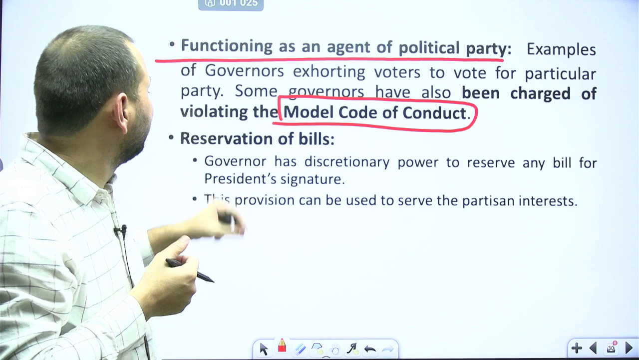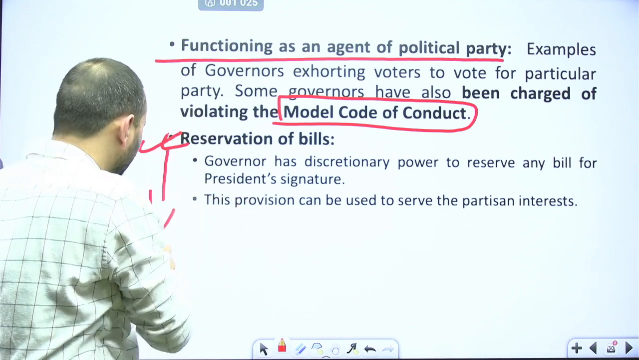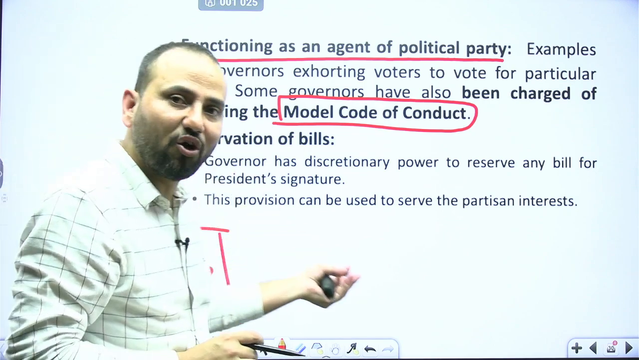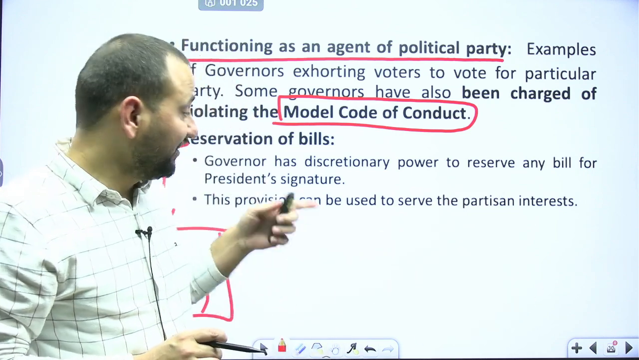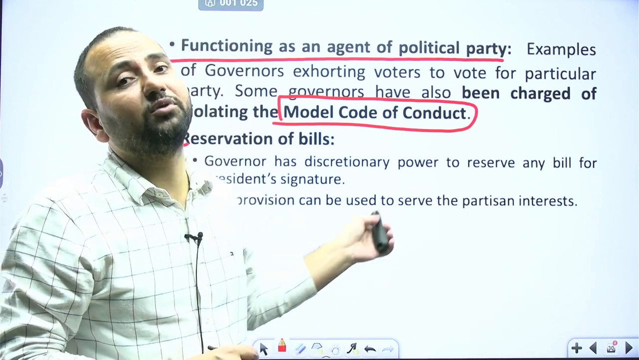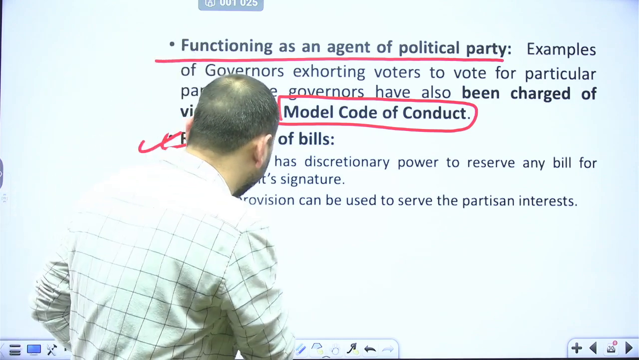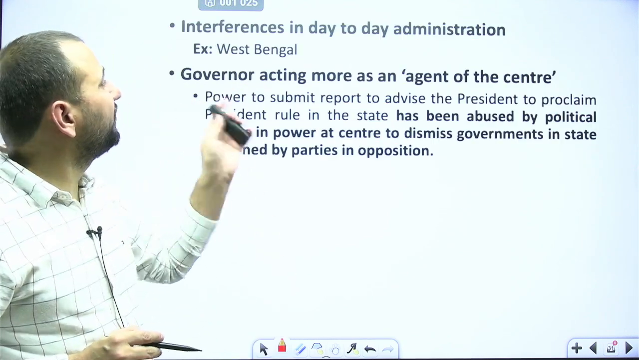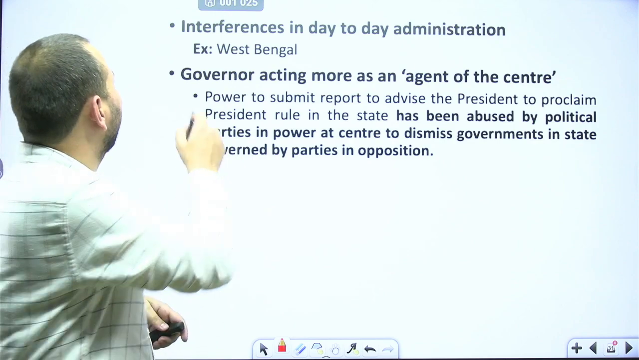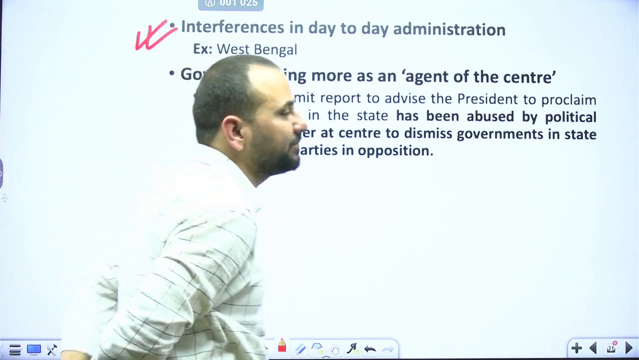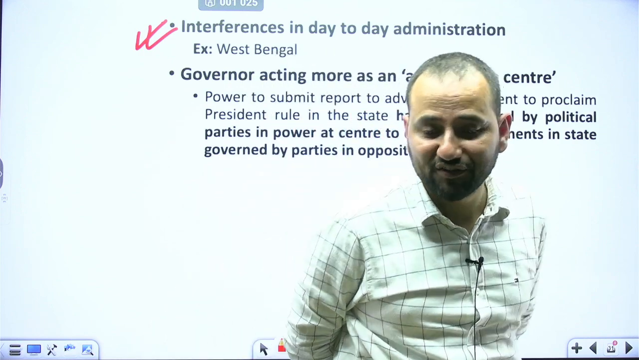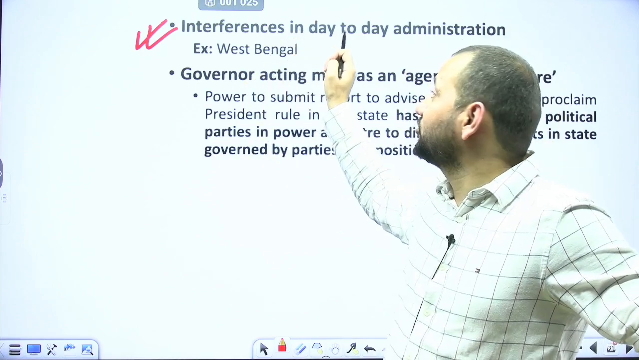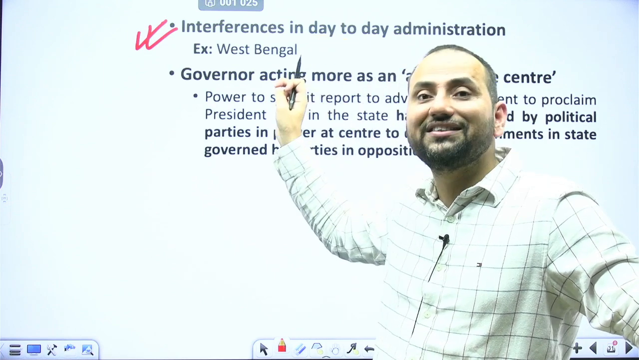Then reservation of a bill for the president is also a very serious issue, because it automatically halts the whole structure of lawmaking. And you will see that various committees have recommended various provisions associated with this also. Obviously, I am talking here about Article 201 of the Indian Constitution. So let's see these provisions one by one. Again, we have been seeing a lot of interference in day-to-day administration also, and the biggest example of this is what we saw in West Bengal, where there were a lot of issues in day-to-day administration.